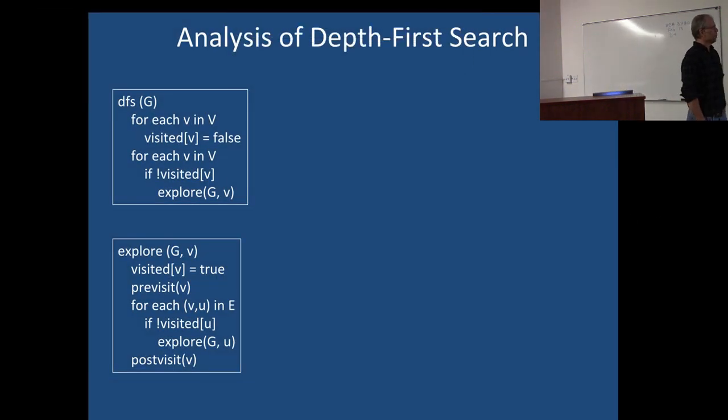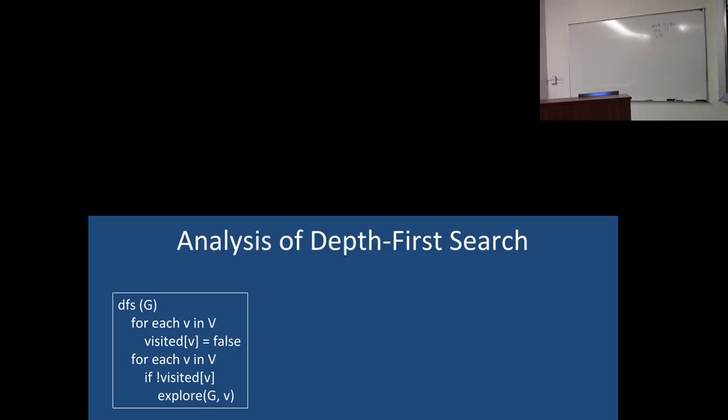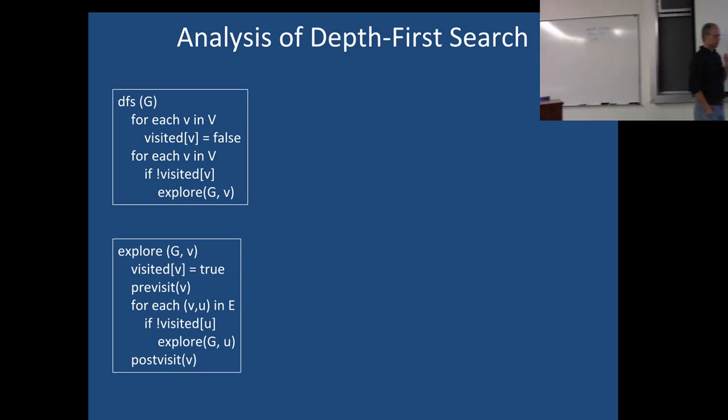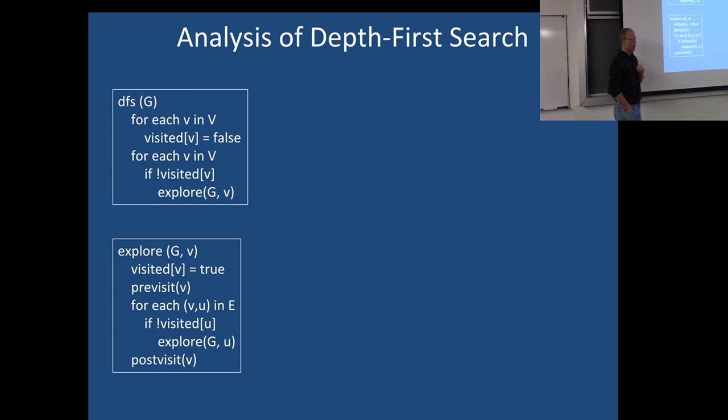One thing I skipped over when talking about depth first search was the analysis, so I want to come back and talk about that. Just to remind you how depth first search works, the key part of the algorithm is the explore. What the explore method does is there's a vertex that you're exploring from, and essentially you visit every vertex that's reachable from that vertex that hasn't already been visited.